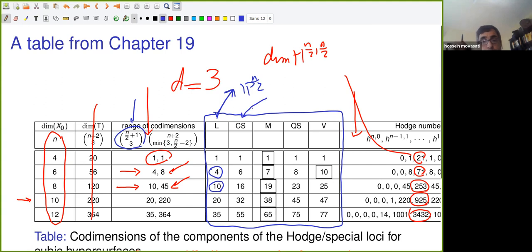We also get the cubic scroll. So this CS means the cubic scroll. You remember that the cubic scroll was given by linear equations and quadratic equations. So it is natural that a lot of cubic hypersurfaces contain these. If you compute the codimension of the space of cubic hypersurfaces containing the cubic scroll, you will get these numbers.